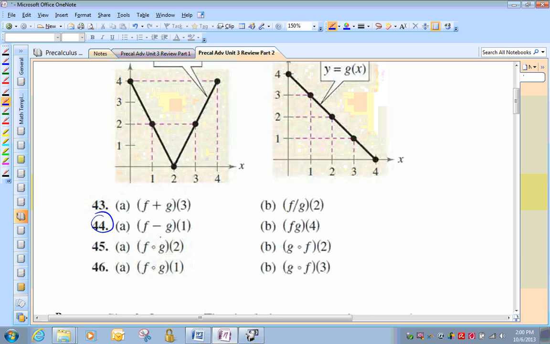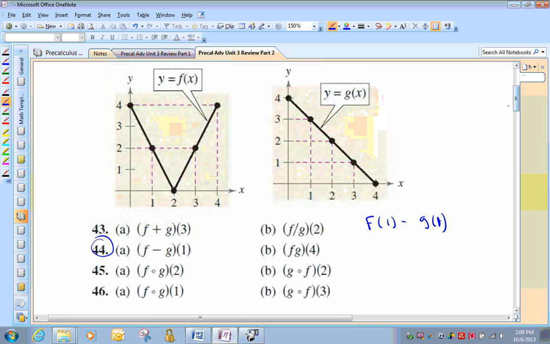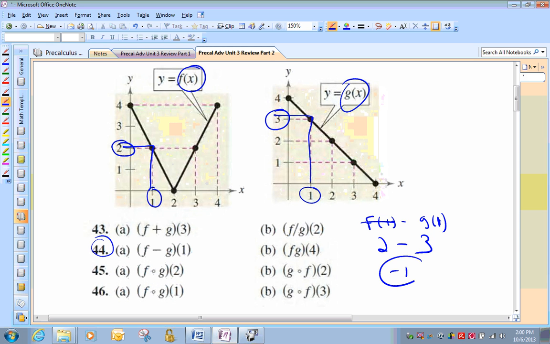44. All right, so f minus g of 1. So remember, we're going to write that as f of 1 minus g of 1. So f of 1. We're going to go to our f function where x is 1. What do we get for our output? Y is 2. So f of 1 is 2. G of 1, we're going to go to where x is 1 on the g function. We're going to go up, and our output is 3. So 3 is our answer. 2 minus 3 is negative 1. Negative 1 is your answer. All right, see how you do on that.